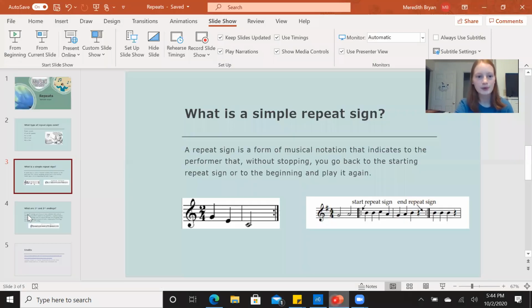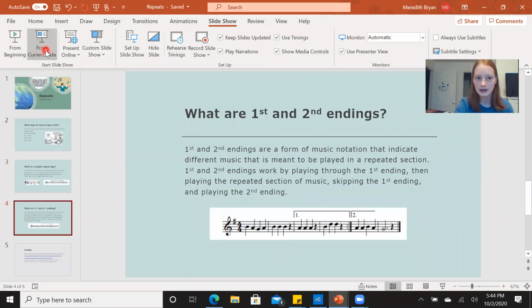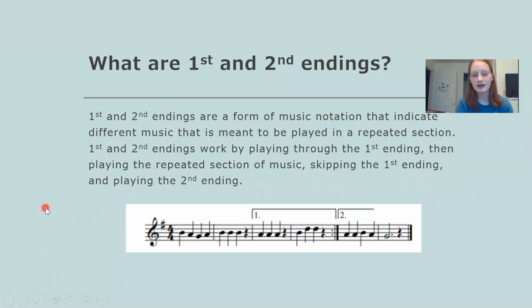So next we're going to move on to first and second endings. First and second endings still use that simple repeat sign that we saw before, but now we have these little brackets here that indicate when you take the repeat which section you're going to play. So how this works is the first time you play through, you play measures 1 and 2, and then you take this first ending here and play measures 3 and 4.